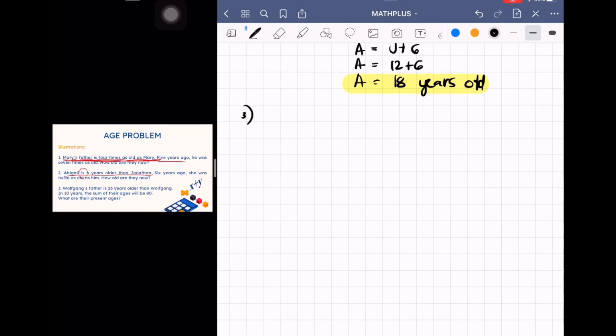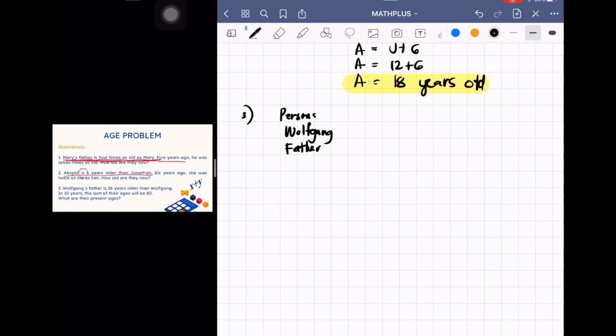Okay, number 3. Wolfgang's father is 26 years older than Wolfgang. In 10 years, the sum of their ages will be 80. What are their present ages? Let me write the person's names. Wolfgang and father.